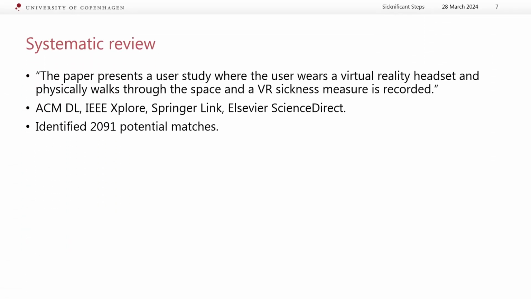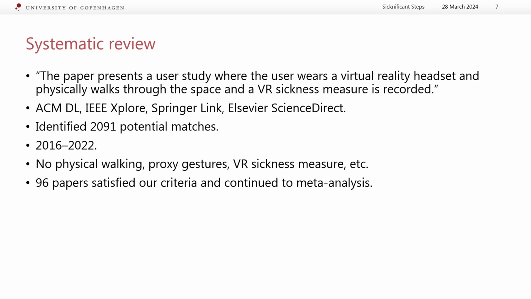The systematic review was done by searching for papers that present a user study where the user wears a virtual reality headset and physically walks through the space and a VR sickness measure is recorded. We searched for papers in the 4 databases that publish work on virtual reality, and because we had quite a broad search query, we found 2091 papers in the identification phase.